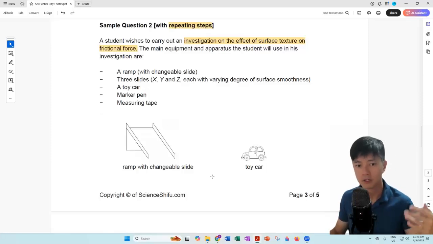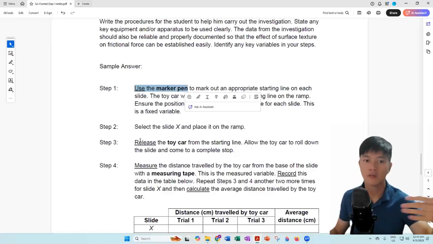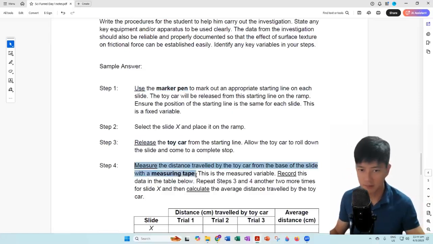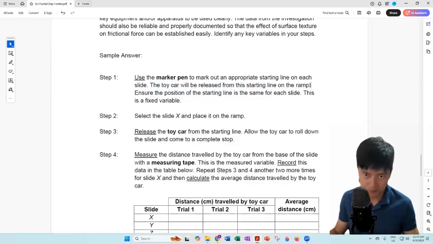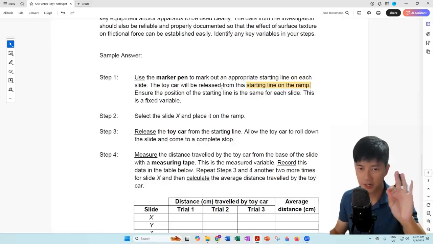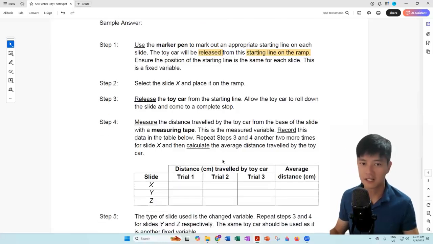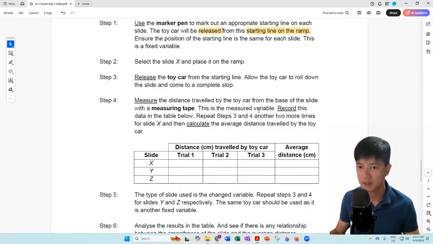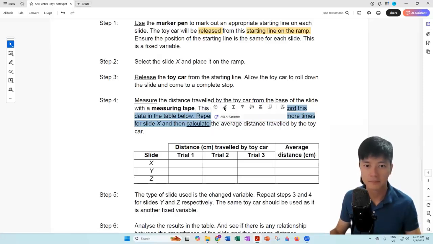average. So if you look at the steps here, you see again, marker pen, use, release, toy car, measure, measuring tape. And you see the details here for the marker pen. We even describe it to the point where the toy car must be released on the starting line on the ramp. Starting line on the ramp is part of the apparatus, part of the setup. Release is the action word, so we consistently use it over and over again. And then when you want to record the results, please remember, record and calculate.